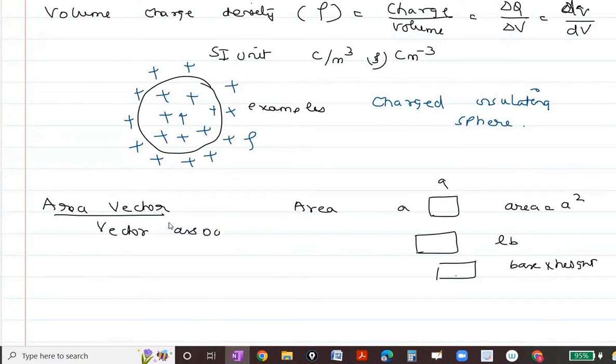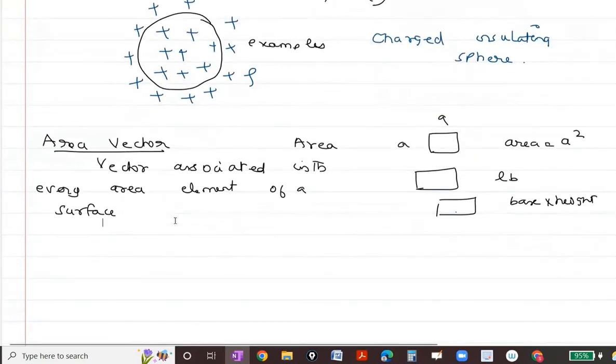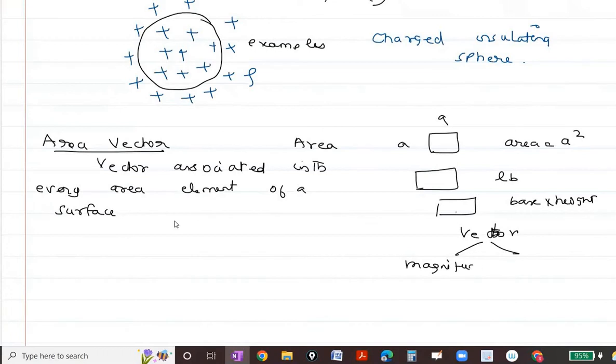This vector is associated with what? Every area element of a closed surface, of a surface. Since it is a vector, you know that to represent a vector, what do you need? You need two things, right? One is magnitude, another one is direction.